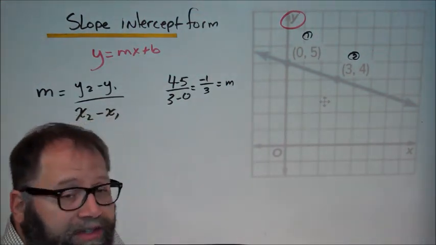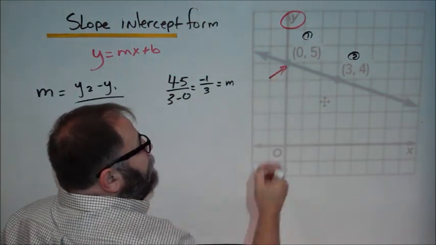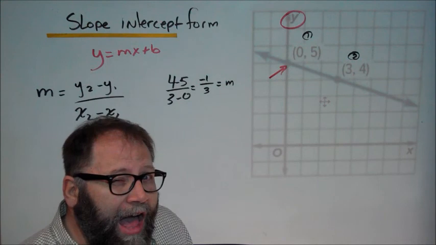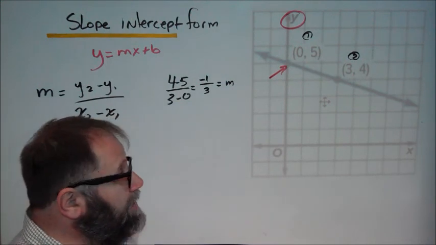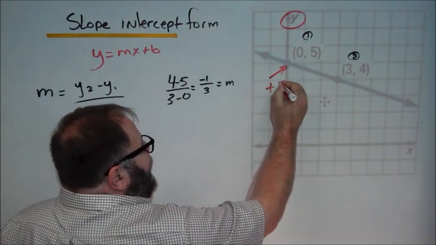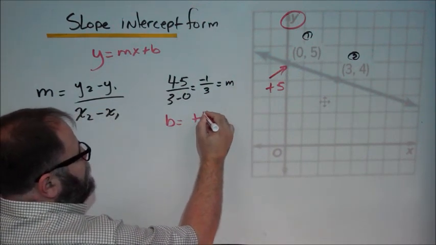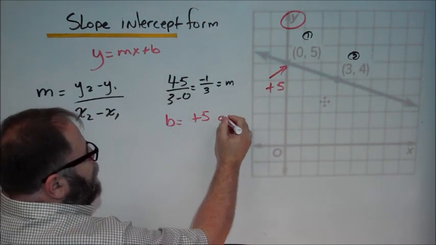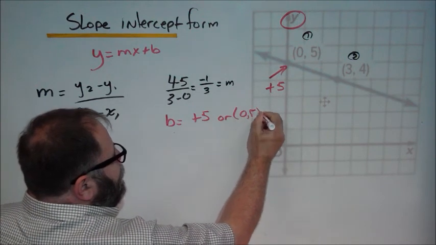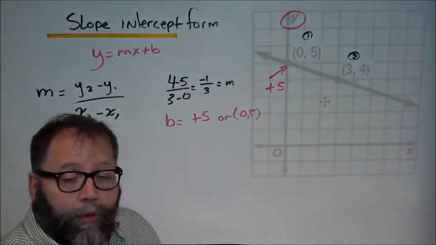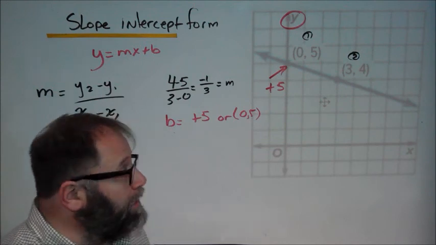The y-axis at 5. Now I don't want to just call it 5. I want to be sure that I know what the sign is too. This is positive 5. So what I know then is that b is plus 5, or we can write that as 0, 5. Now, go back to our form, y equals mx plus b.